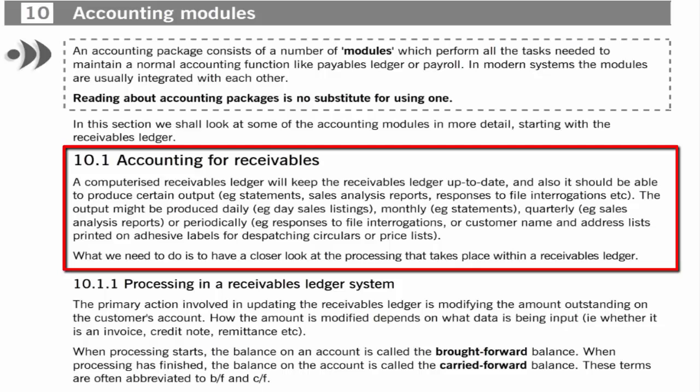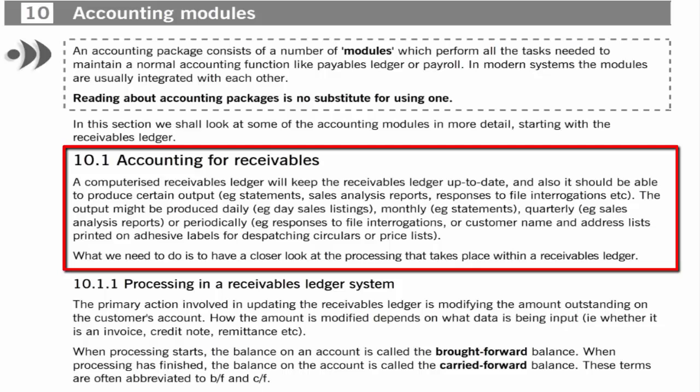But the power of the system doesn't stop there. It can automatically generate useful reports and outputs. For example, it can produce daily sales listings so that management knows exactly what was sold each day and on credit to whom. It can create monthly customer statements that summarize all transactions for each customer.